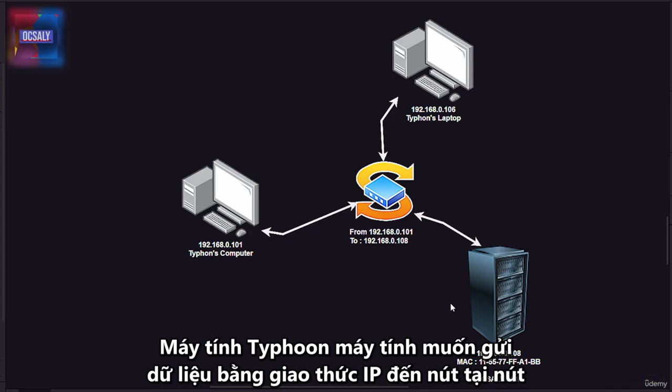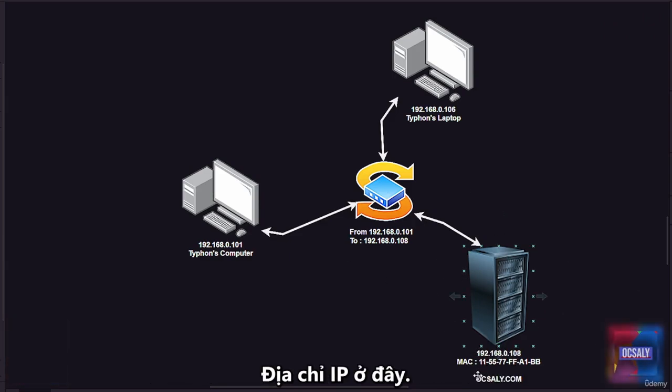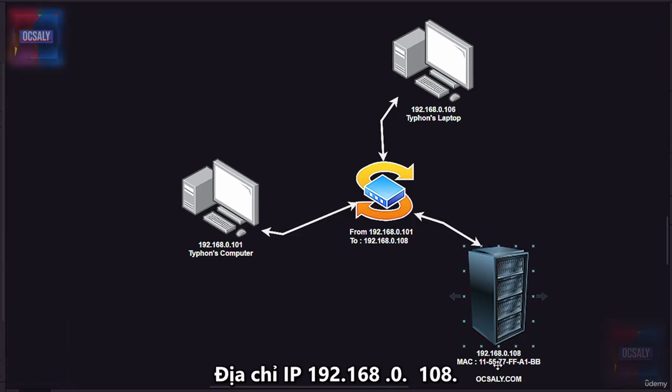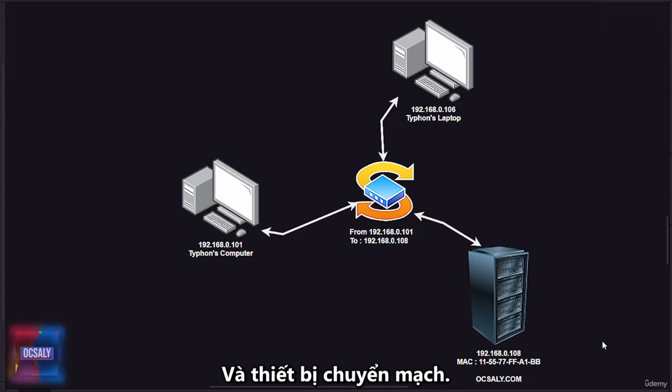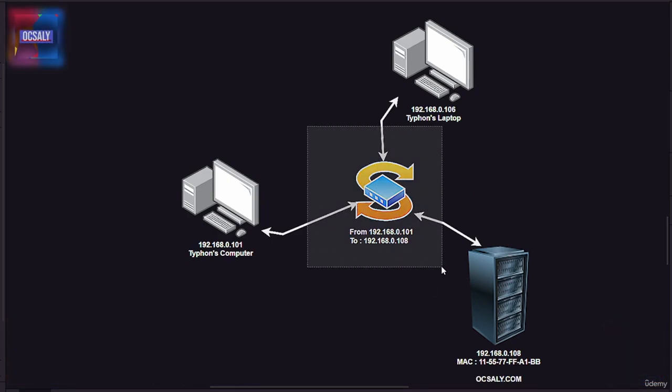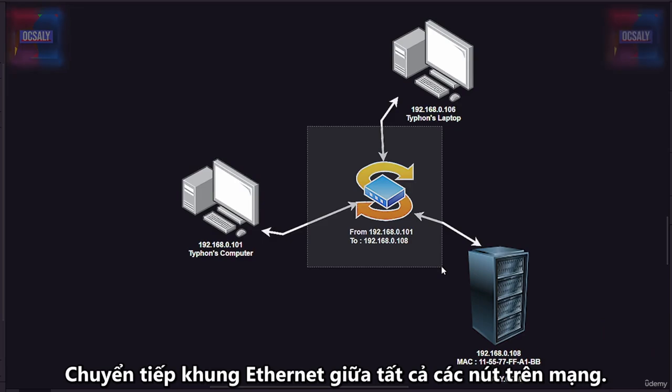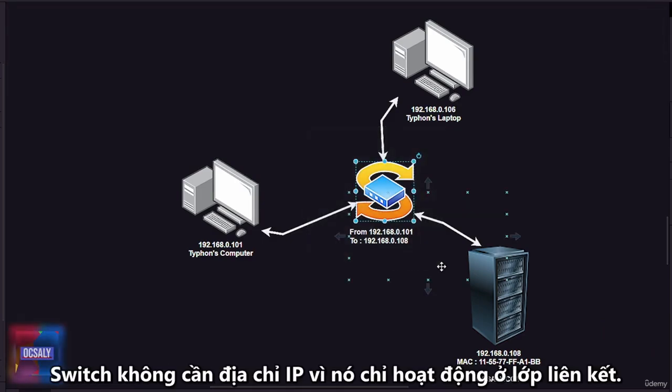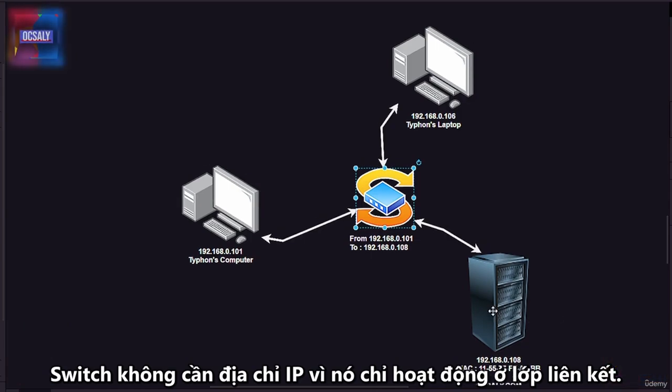It wants to send data using the IP protocol to the node oxley.com, with the IP address 192.168.0.108. And the switch device, this is the switch device of ours, forwards Ethernet frames between all nodes on the network. The switch doesn't need an IP address because it operates only at the link layer.